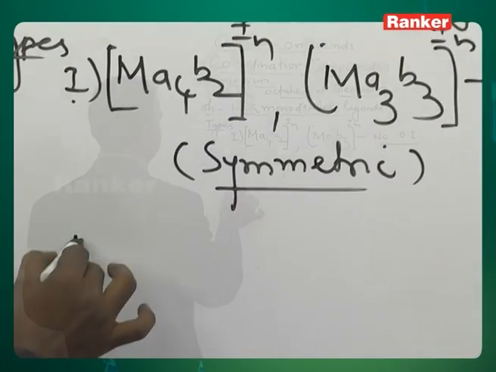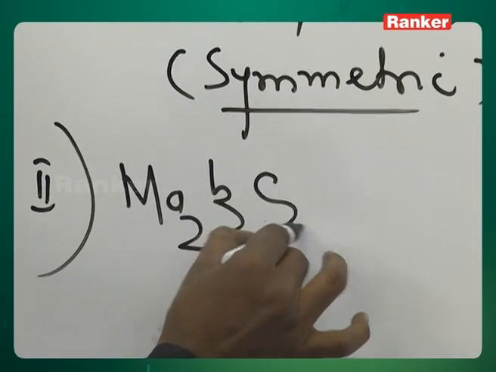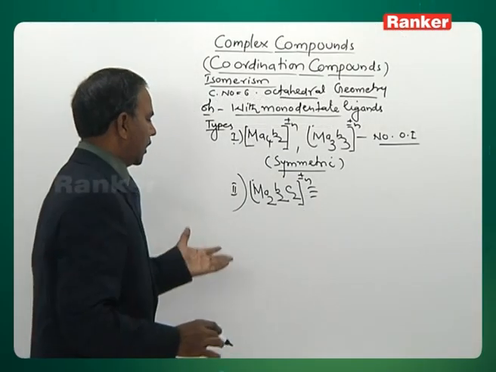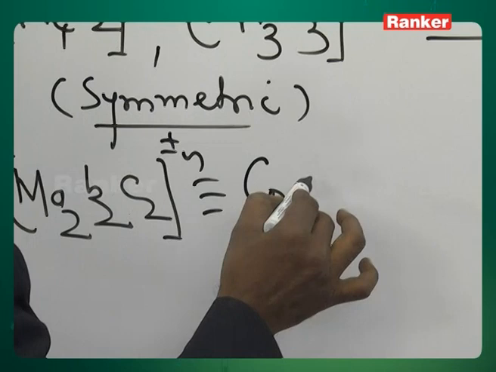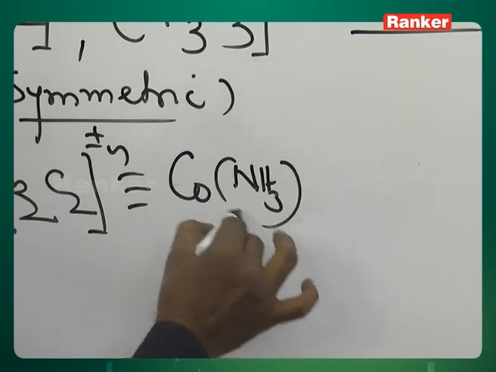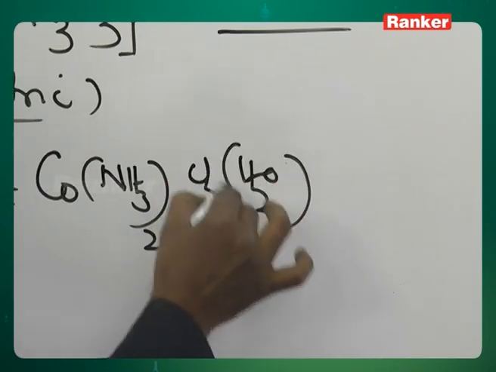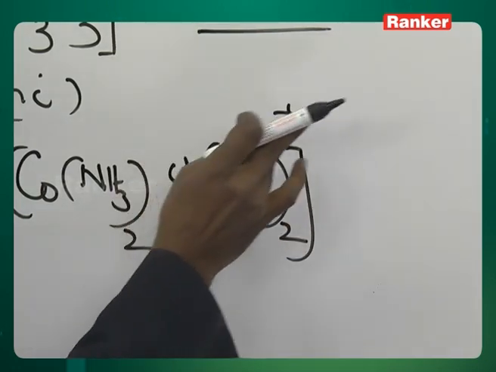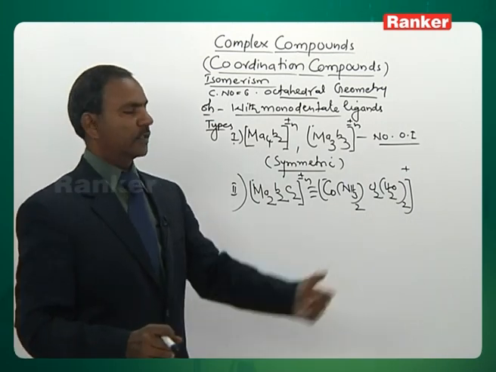Coming to the second, take now MA2B2C2. Let me give a real example: consider cobalt with en taken twice, and Cl2, H2O taken twice. MA2B2C2, this is what we consider. The plus charge makes it cobalt plus 3, this is the complex.